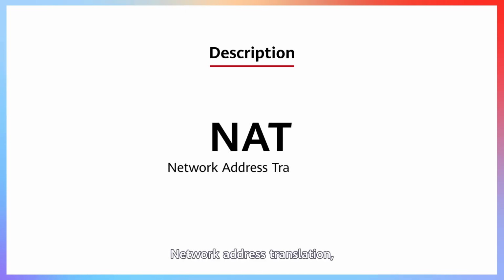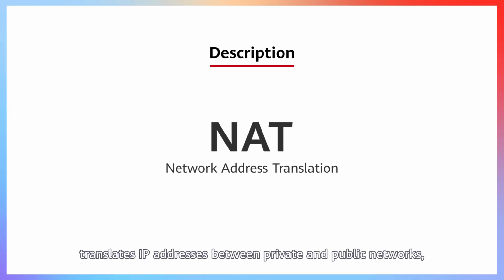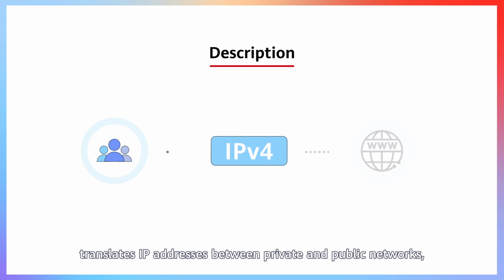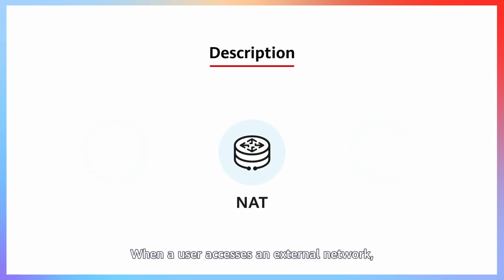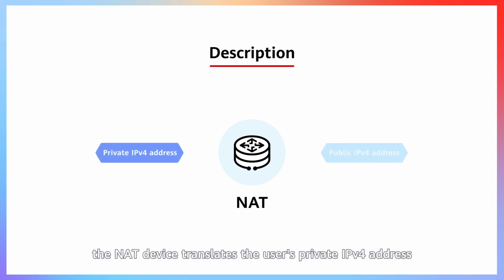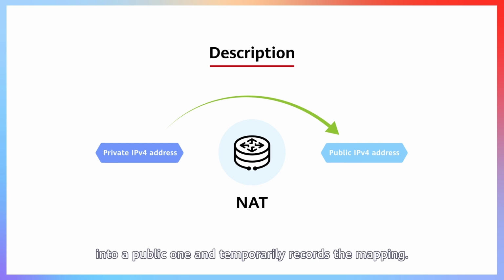Network Address Translation, or NAT for short, translates IP addresses between private and public networks, allowing multiple private network users to share a limited number of public IPv4 addresses for external access. When a user accesses an external network, the NAT device translates the user's private IPv4 address into a public one and temporarily records the mapping.